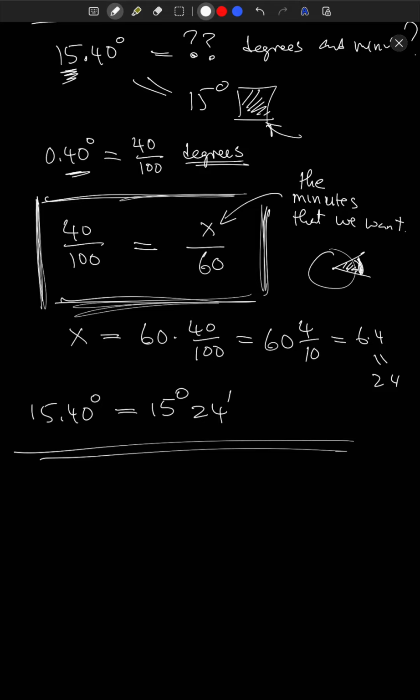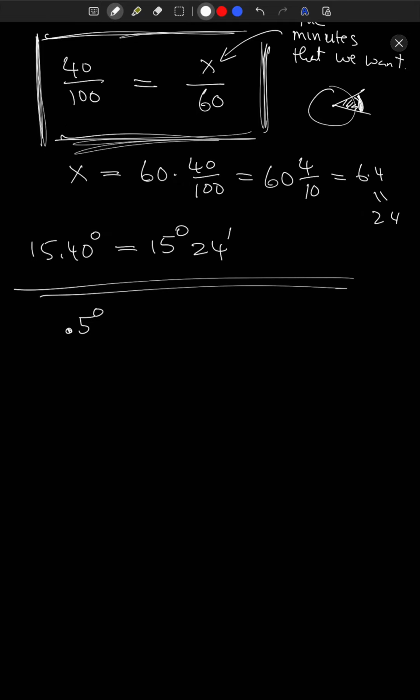Okay, let's quickly check this. Does this formula or technique make sense compared to the calculations we already know? So for example, 0.5 degrees. Does this procedure turn out to give us 30 minutes? We know it should be 30 minutes. So let's quickly verify that our technique does make sense.